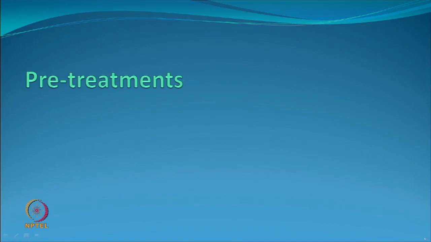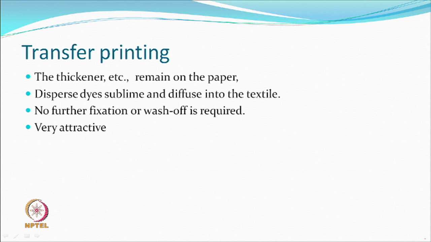So, we are working on what we call a pre-treatment. We remember that from the inkjet point of view, the photo image point of view, transfer printing was a clean technology. That means the thickener was on the paper, nothing to do with the fabric. Dispersed dye would sublime, diffuse into textiles. No further fixation or wash-off was required.